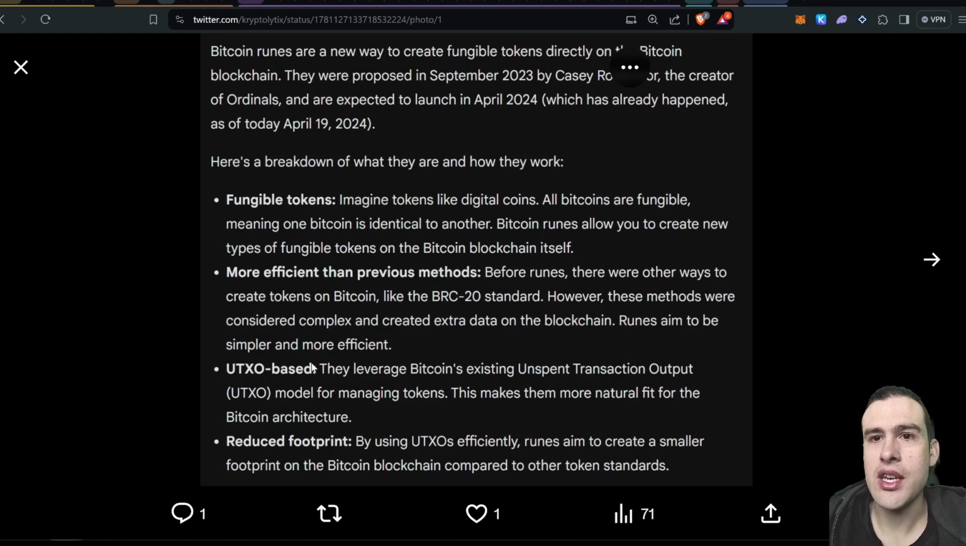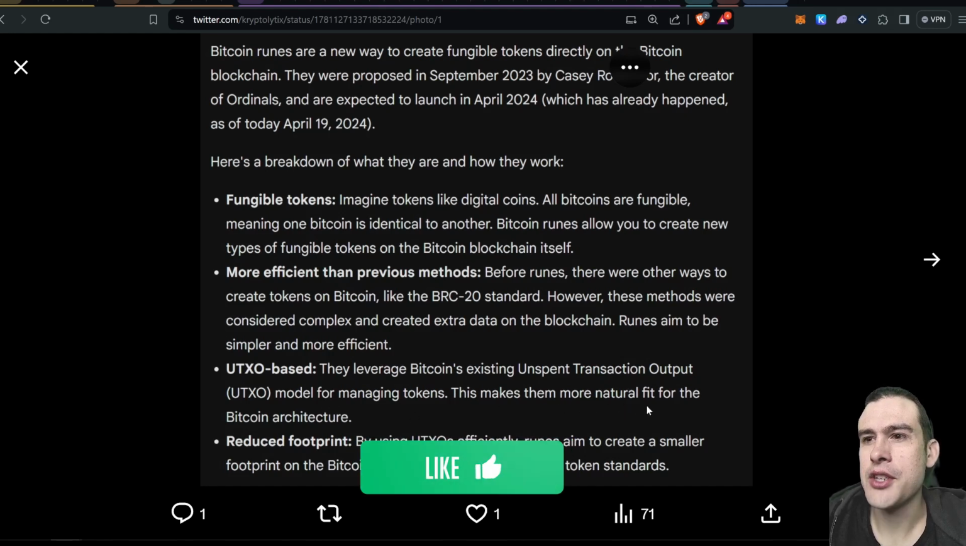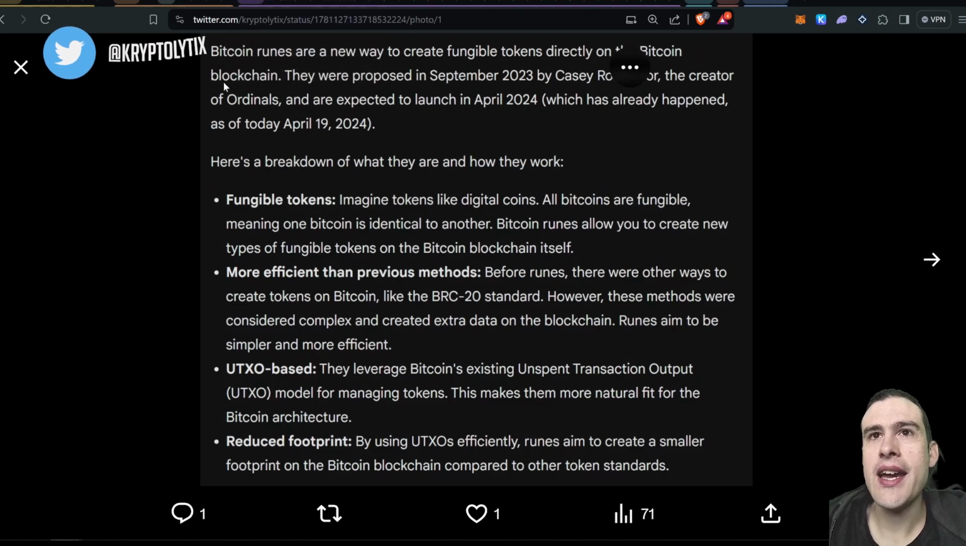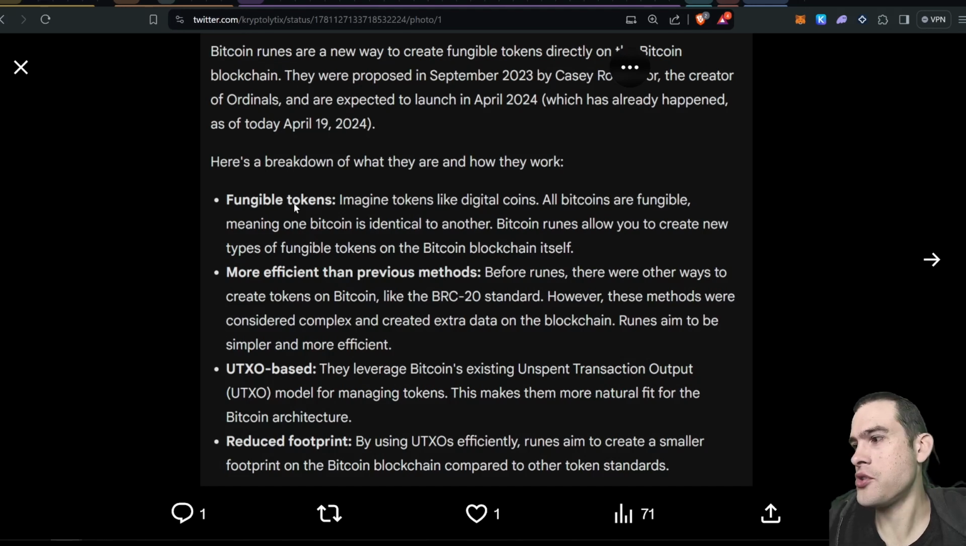They use a UTXO-based standard, so they leverage Bitcoin's existing unspent transaction output model for managing tokens. This makes them a more natural fit for the Bitcoin architecture. And also, because it uses UTXOs, it should create a smaller footprint on the Bitcoin blockchain compared to the other standards. So whether you like it or not, they're here. Whether they stay, who knows, because these things have blown transaction fees out of the water, as I showed before, with that crazy spike in the cost of transactions.